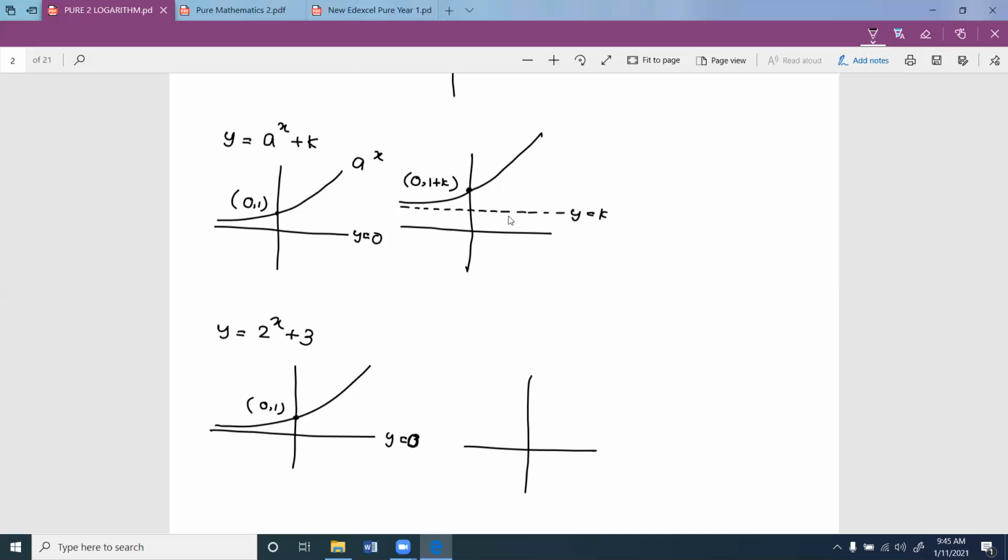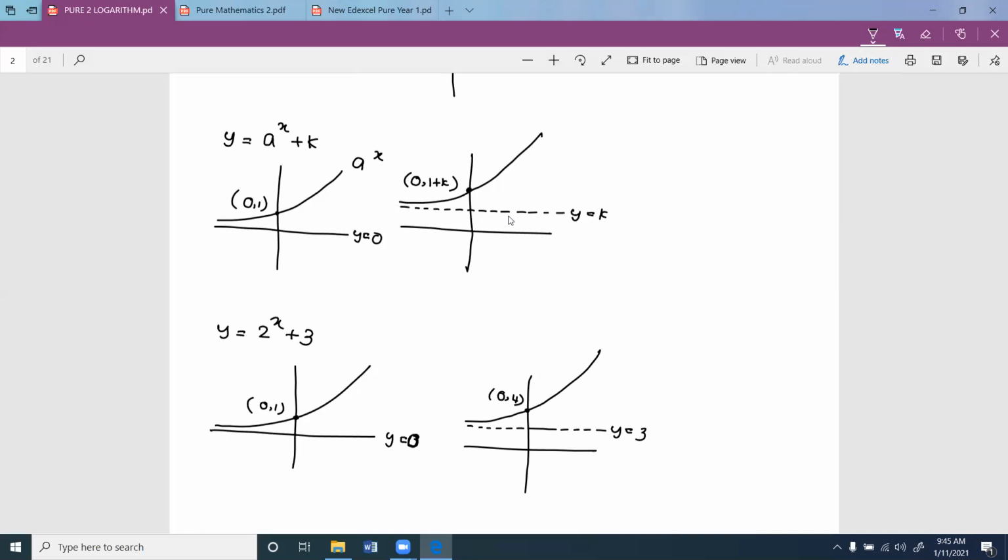Therefore, y equals 0 turns up to y equals 3. The point 0, 1 turns up to 0, 4. It traveled 3 units up, 0, 4. So the graph becomes somewhere like this. Okay, so this is the basic format of drawing the basic graph.